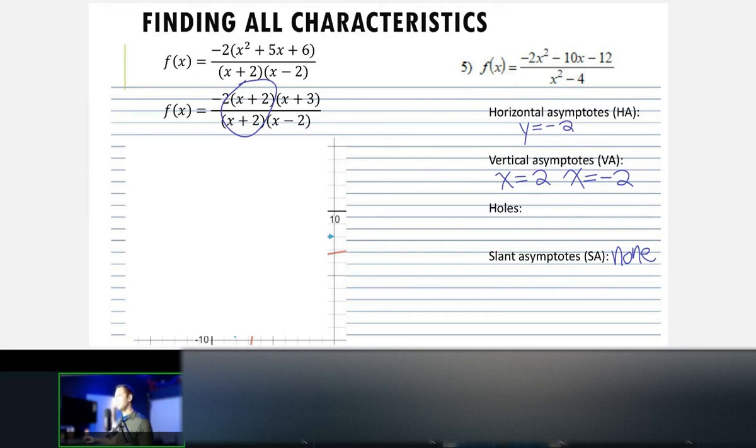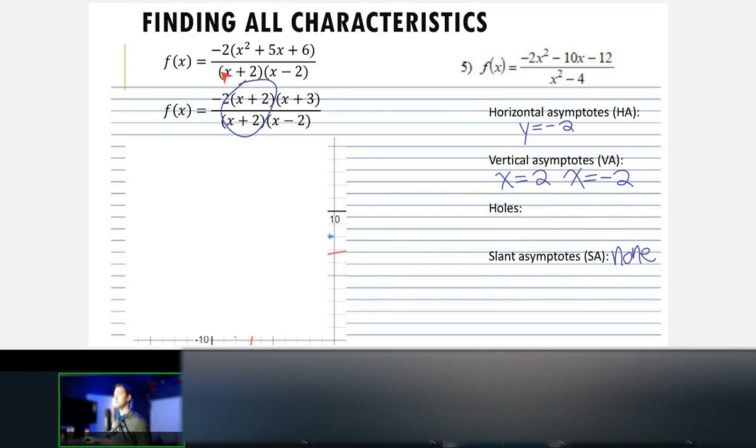So for the hole, once you identify the matching factors, in this case, we only have x plus 2 and x plus 2. It is possible we could have more than one matching. Like, let's say we had x minus 2 on the bottom, and let's say we had an x minus 2 on top. Well, we would have two matching pairs, right? But we only have one in this case.